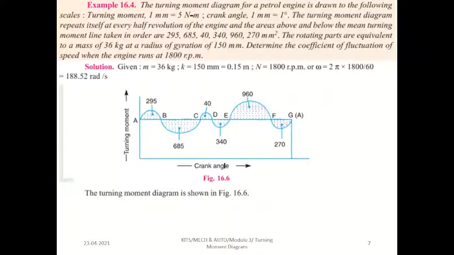So here we have a problem. Let me read the question first and then we'll solve it. The turning moment diagram for a petrol engine is drawn to the following scales. On the y-axis we have turning moment, where 1 centimeter equals 5 Newton meter. Here we have crank angle, 1 mm equals 1 degree.